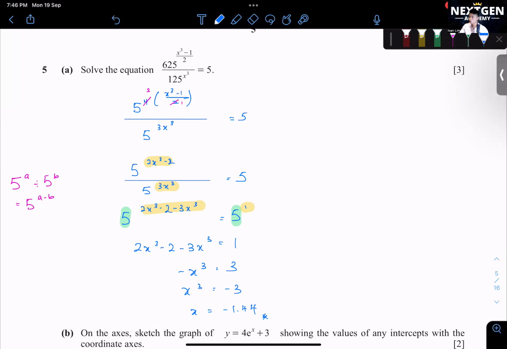If you leave it as cube root of negative 3, you still get the full marks, because they never ask you to put it in a particular form. So you just leave it there, also can.